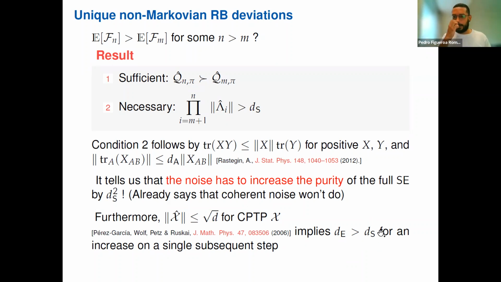Okay, if you have a sequence of noise and then you notice an increase, then that means that the product of the dimensions of the environment across all of those has to be at least the size of the system.